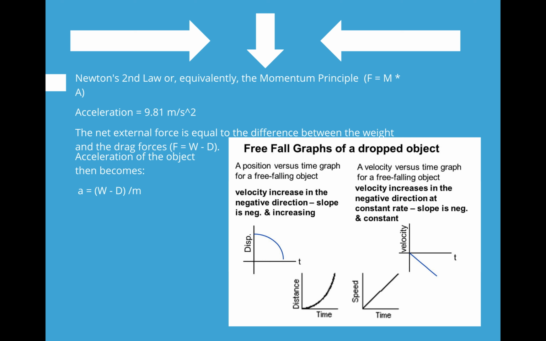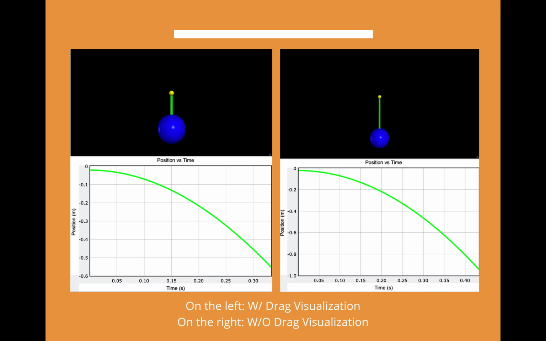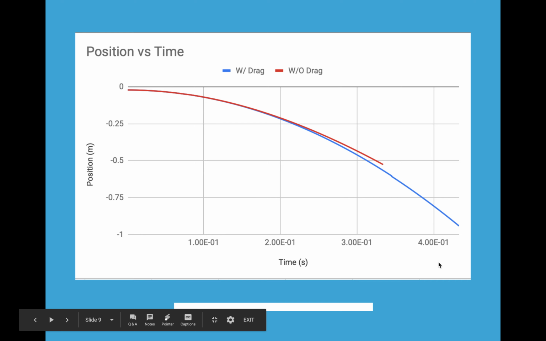These are the two different graphs that we obtain for position versus time with different forces. On the left, we have with drag, and on the right, we have without drag. As you can see, the object that is without drag has been in the air for a longer time than the object that has drag incorporated into its calculations, which is exactly what we see in this graph right here.